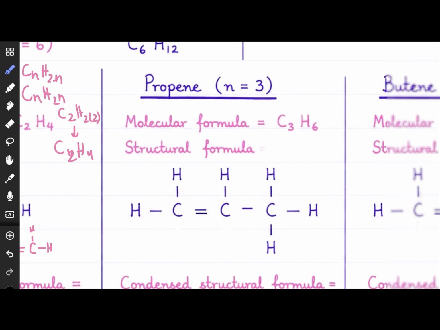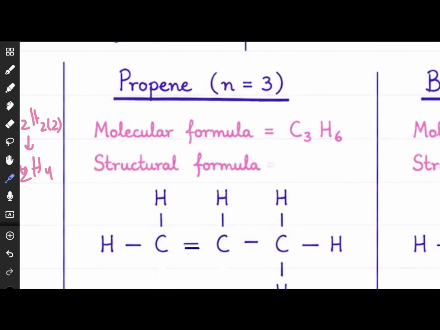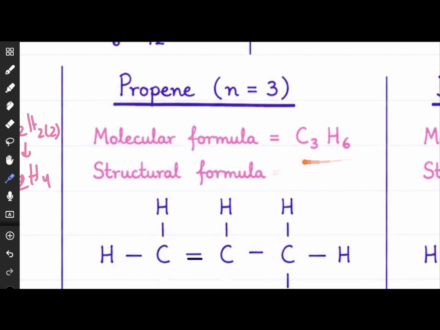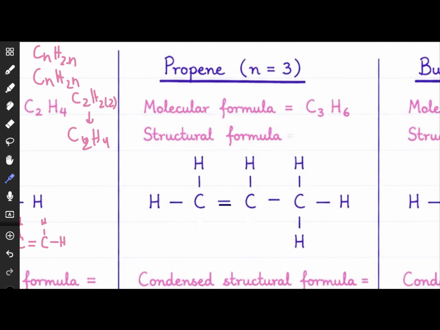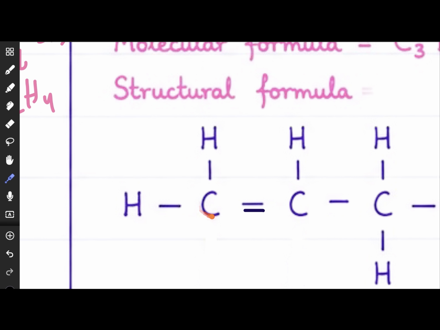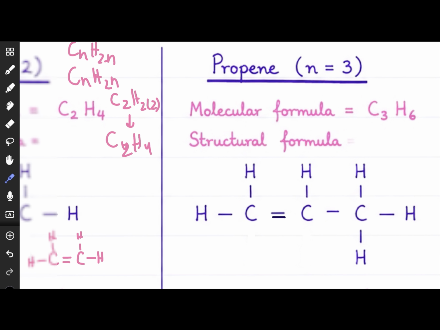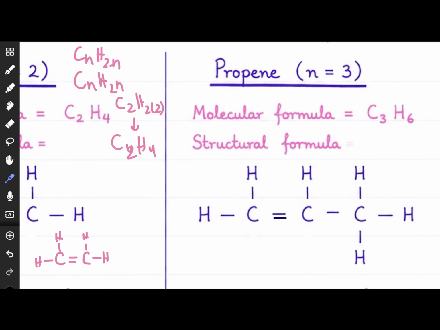Now the next example is propene. And we're going to use the same general formula to write down its molecular formula. And for the displayed structural formula, we're going to use the same method. Firstly, we're going to draw the 2 carbon atoms, and then we're going to join them together with a double bond. Now, propene does not have 2 carbon atoms. Instead, it has 3. So we're going to complete the number of carbon atoms.